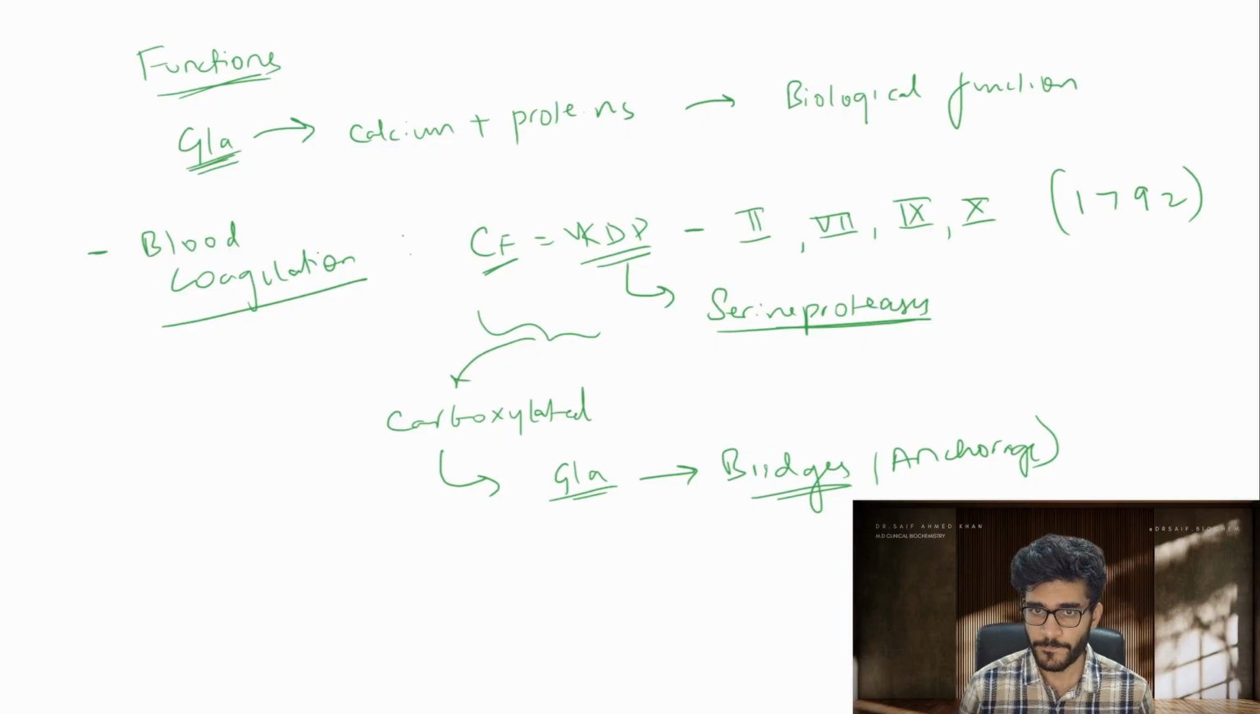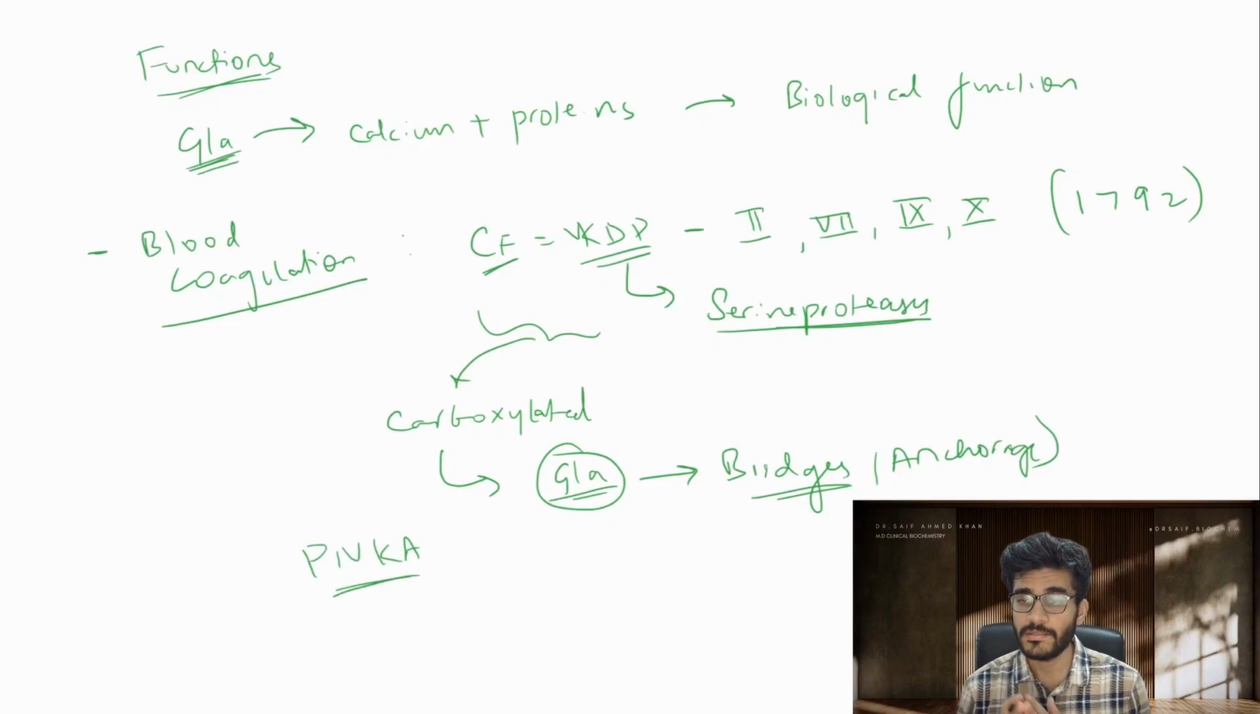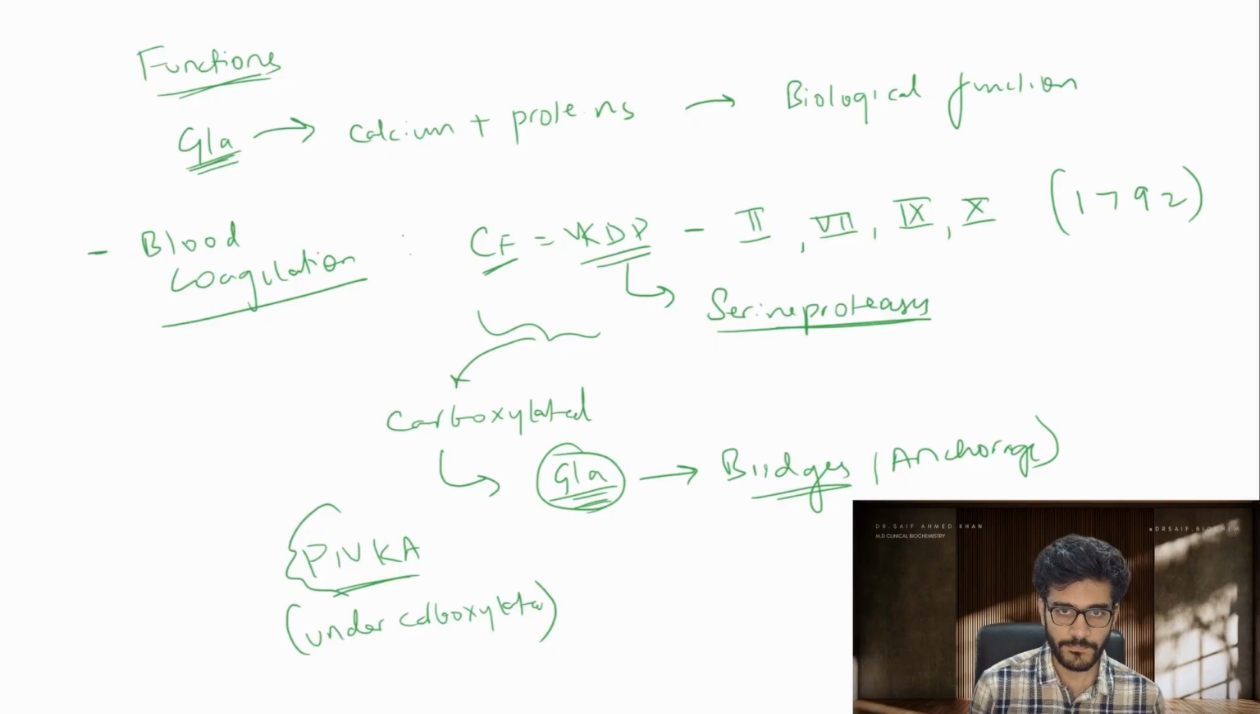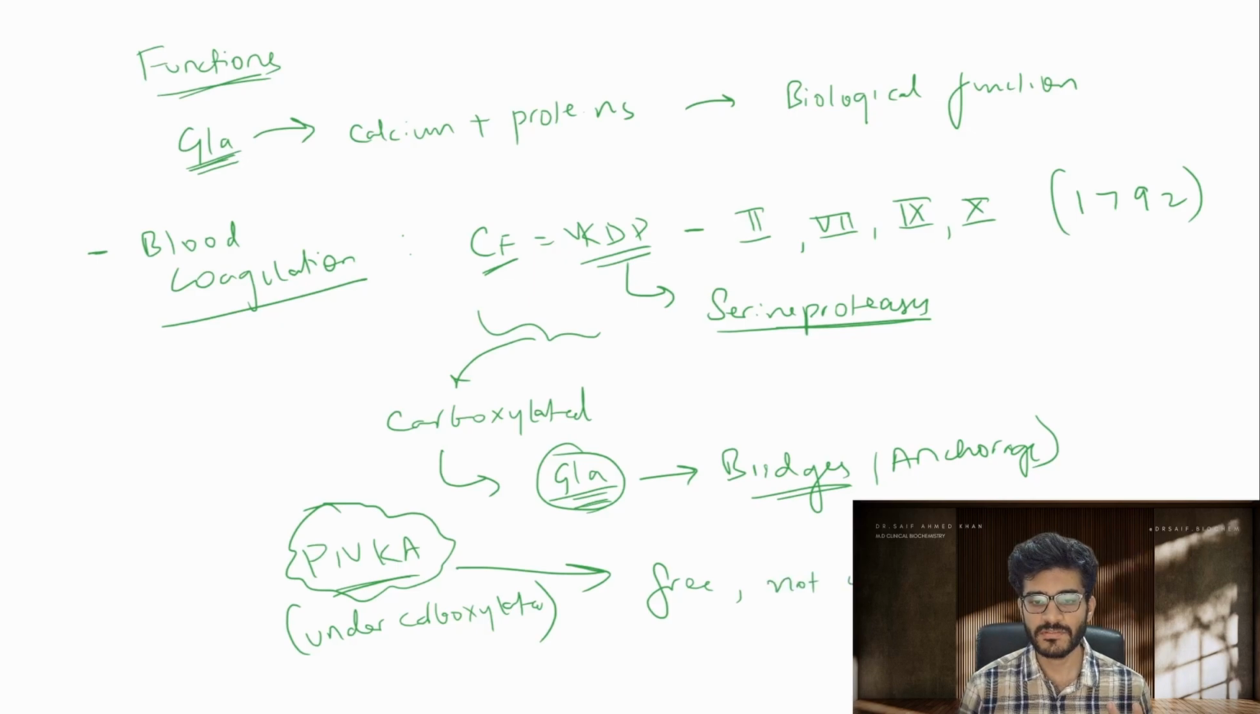Without these GLAs, these factors are undercarboxylated, often called PIVKA, which is short for protein induced by vitamin K absence or antagonism. These PIVKAs float freely and they are unable to assemble into clotting machinery. They are free, but they are not useful. This leads to severe clotting disorders, and it is also the basis of warfarin therapy to reduce active clotting factors.